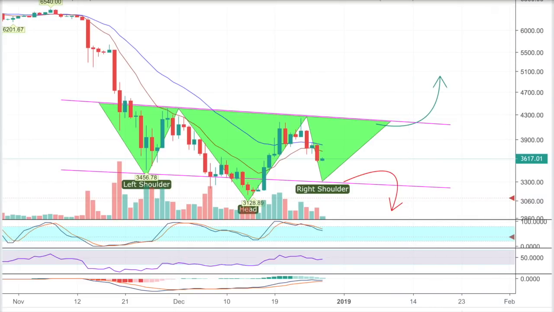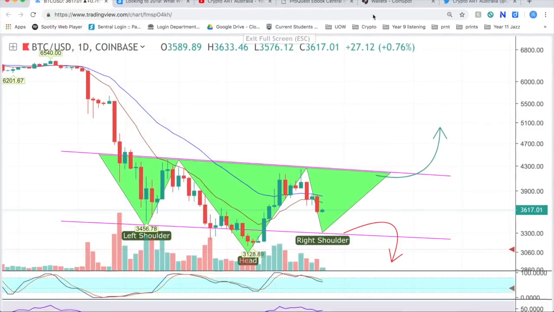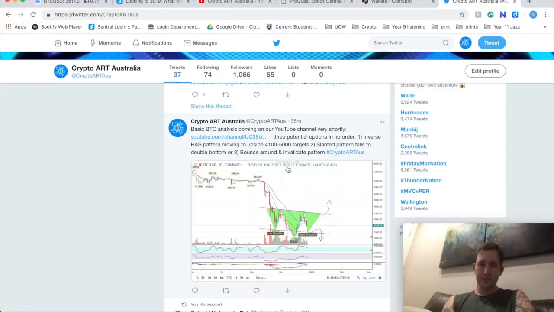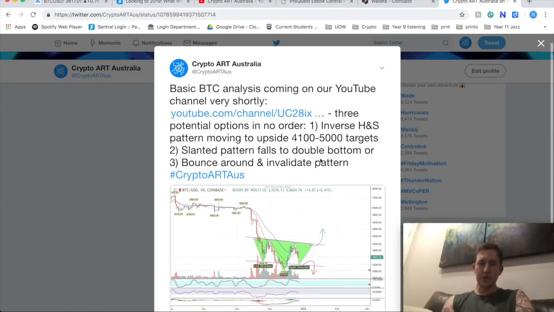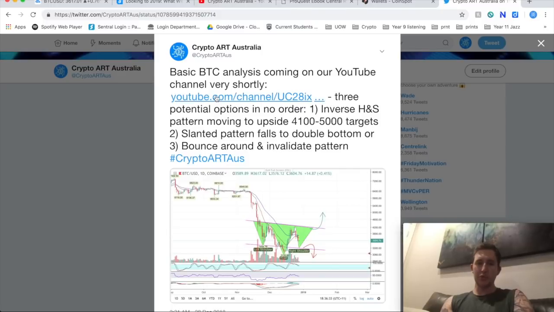And so what I've mentioned on Twitter are one of three scenarios, if you have seen my tweet or our tweet. Basic BTC analysis coming up on YouTube, or we're here. 3 potential options in no order. Option 1, inverse head and shoulders pattern moving to the upside, 4,100 to 5,000 targets. Option 2, slanted pattern falls to double bottom, which of course is an option around that 3,100 level, or option 3, bounce around in the range and invalidate the pattern.